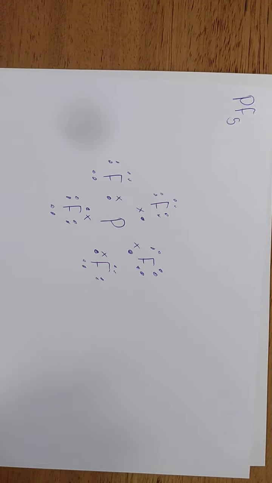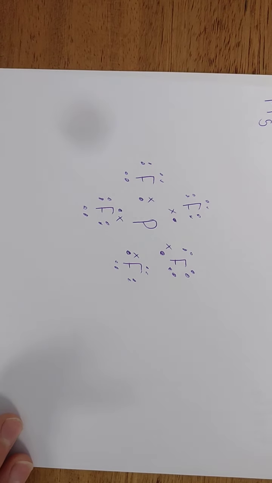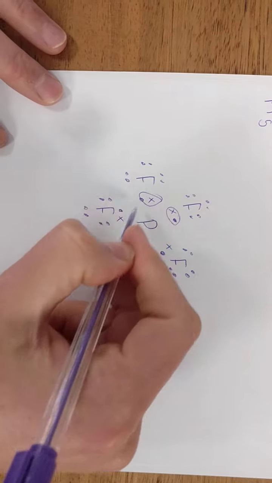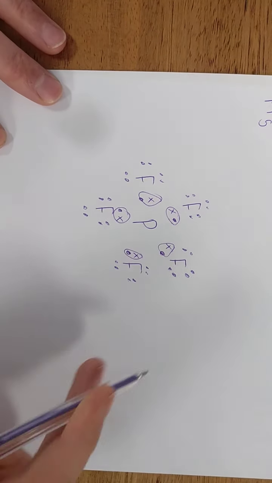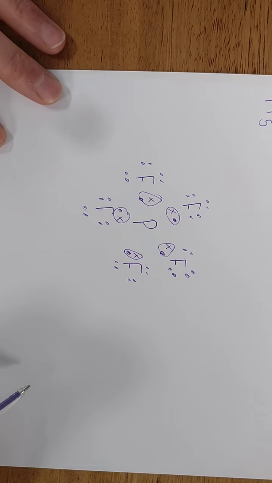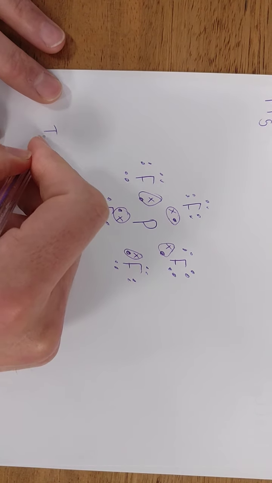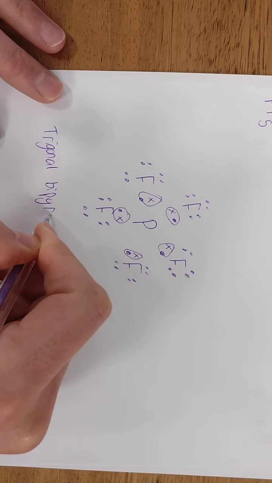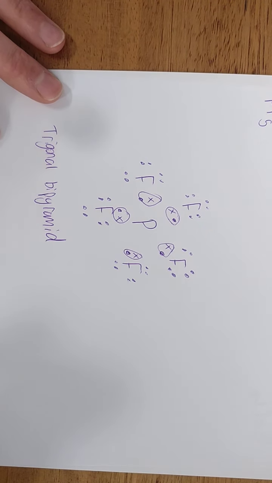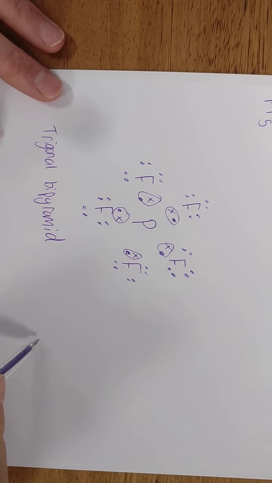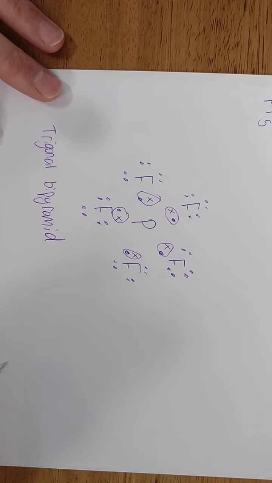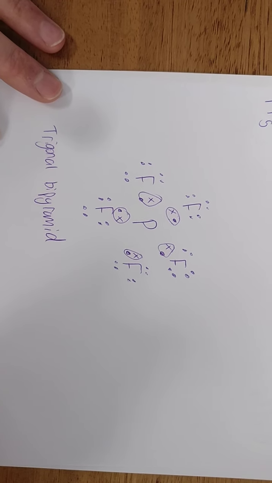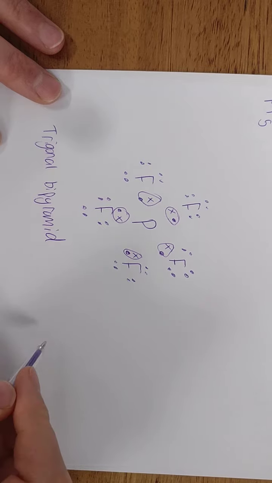Now, if you look on your summary table of shapes that we're going to have, we'll see that when we have 5 areas of electron density, 1, 2, 3, 4, 5, and they're all bonding pairs to atoms, the shape that we get is trigonal bipyramid. Now, a trigonal pyramid would be a triangle base coming up to a point, 3 edges going up to that point. A bipyramid looks exactly the same, but almost reflected in a mirror downwards as well. So 2 pyramids, if you like.